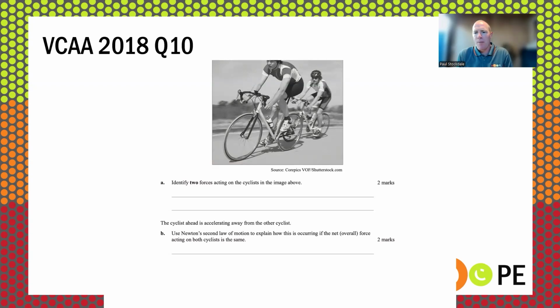I'll give you a second to think about it before I give you the answer. The first bit of information is that one cyclist is accelerating faster. The other bit of information that's really crucial is that the overall force acting on them is the same. So with F equals MA, they've given us the A part. They've also given us the F part. So the M is what you're going to have to talk about. Have a crack at this one.